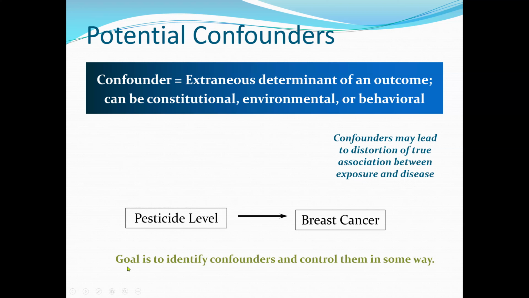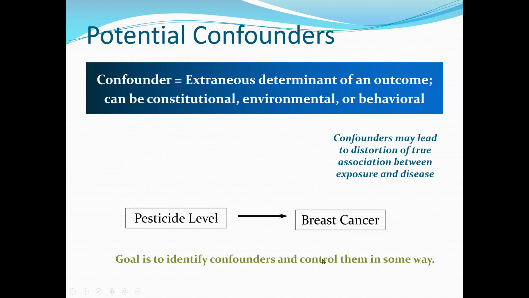So the goal here is to identify confounders and control them in some way. Again, we are going to cover a confounding chapter by itself. And the only thing we're going to mention here is that the key word is control. We cannot eliminate confounding variables in any study. Our main goal always is to control them. And also, if possible, we identify them.